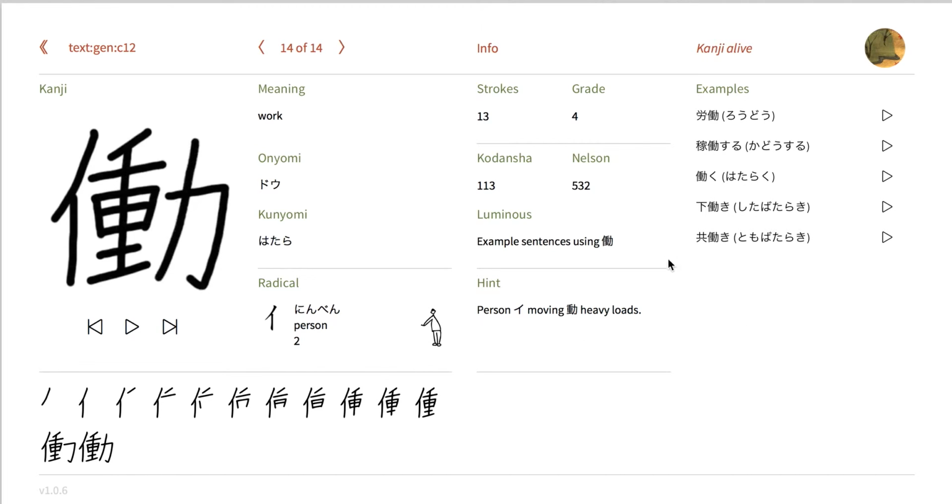So for examples, we have hataraku, to work. We have tomobataraki, a couple in which both people work, or dual income. We have rodo, which is labor. The do of rodo means like tough. And what else did they use? The book doesn't have anything else but shitabaraki, right? To work below somebody, to work as an assistant.